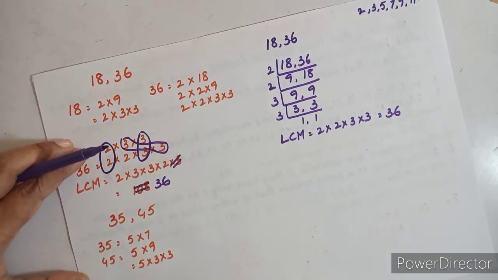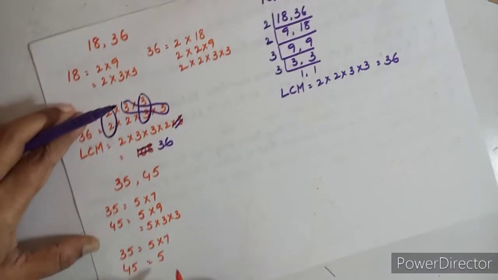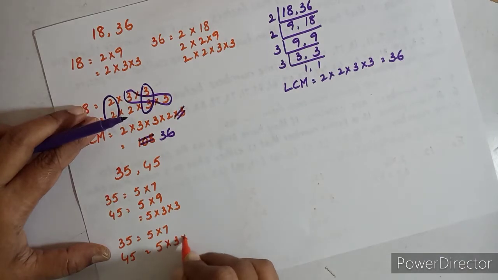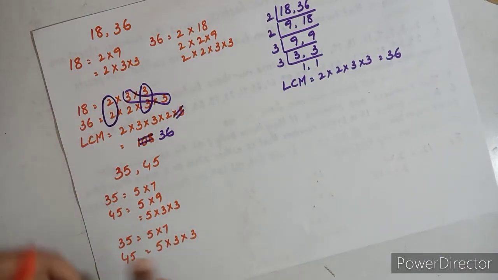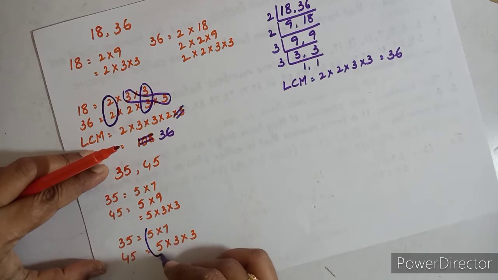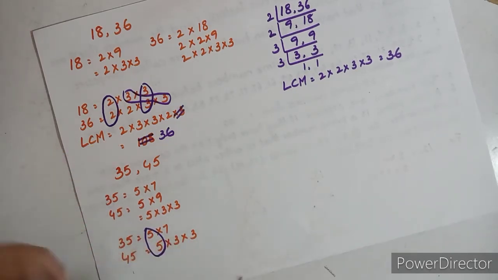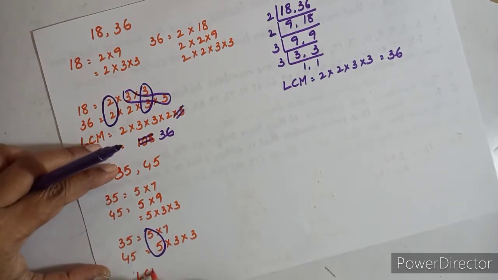Now take which are common in these two. For 35 we got 5 into 7, and for 45 we got 5 into 3 into 3. Now which are common here? Just circle it. What is common? 5 is common. So 5 into 7 into 3 into 3.